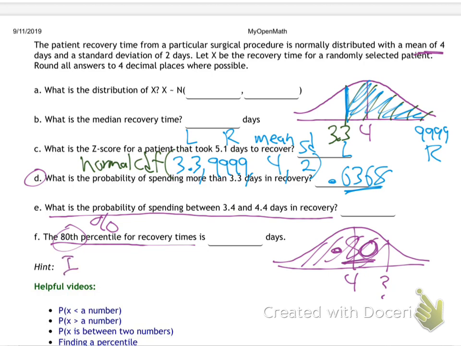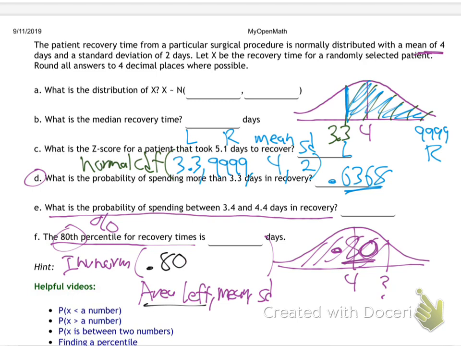So inverse norm: area left, comma mean, comma standard deviation. So what's the area to the left? 80%. It's just the 80%. That is to the left, isn't it? And the mean, so we didn't have to do anything fancy. The mean is 4, standard deviation is 2. Hit the buttons, you got it. It's getting easy, getting to be the same thing every time? Questions I can answer on that?